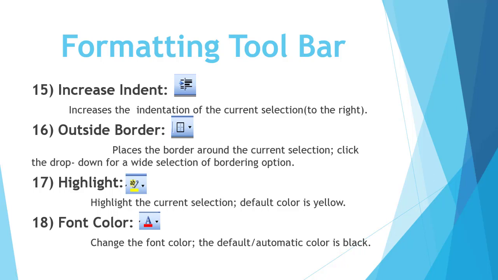As you can see on the screen, its default color is yellow, but you can change its color according to your requirement. This is the font color icon, and this icon is used to change the color of the font. The default color of the font is automatic black, but you can change the color of the font as you require. Let's see these icons on the Word main screen.